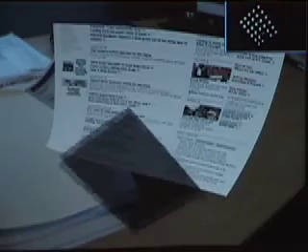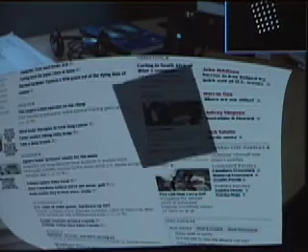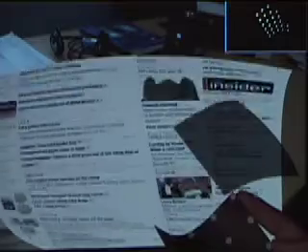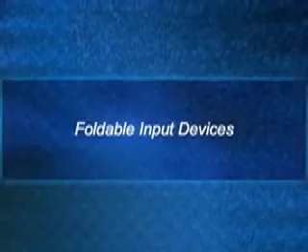In this video, we presented foldable input devices, a prototype organic user interface that leverages the physical properties of paper to create an immersive user experience. At the disposal of the user is a diverse lexicon of interaction techniques, including folding, scooping, bending, shaking, squeezing, and hovering.